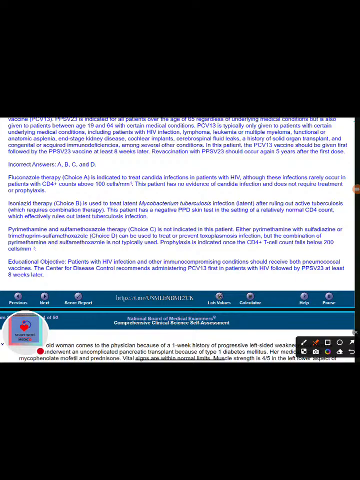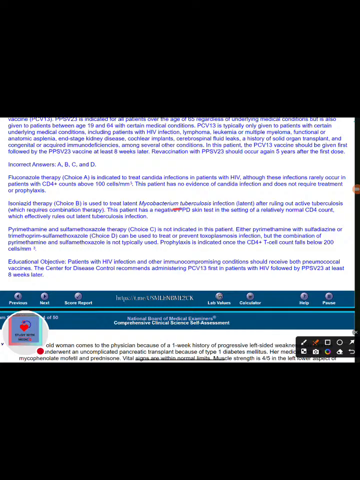Although these infections rarely occur in patients with CD4 counts above 100 cells per mm3. If CD4 counts are above 100 cells per mm3, it is not required. This infection does not occur. The patient has no evidence of Candida infection and does not require treatment or prophylaxis. If the patient's CD4 count is above 100, fluconazole treatment is not required.